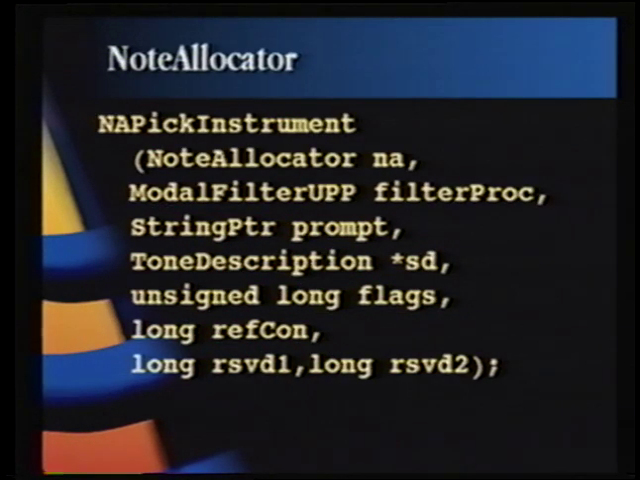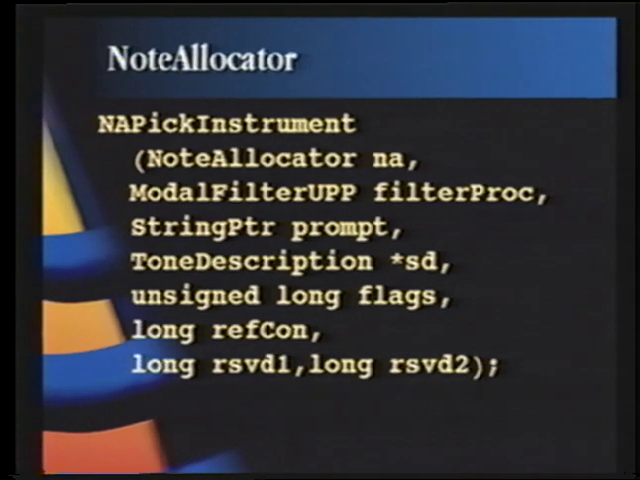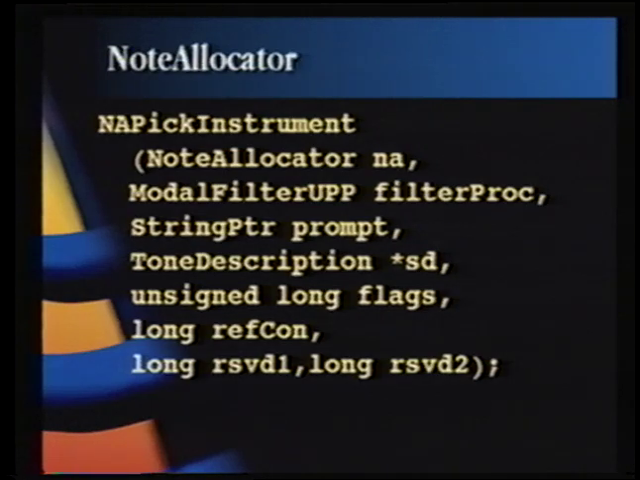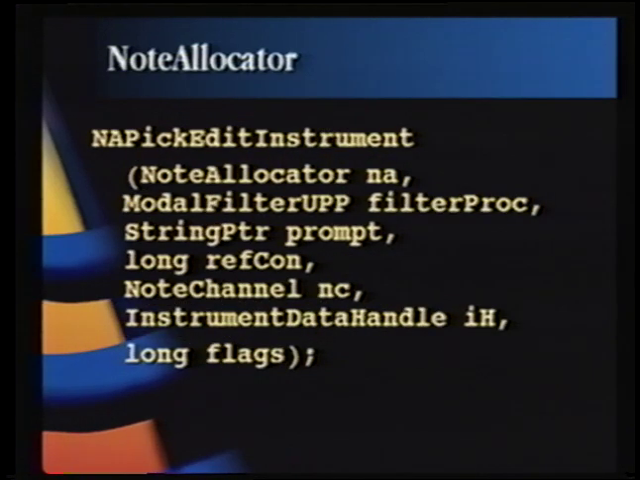Then we have some user interface calls. I already showed you on the demo machine what pick instrument does. It brings up a dialog for picking the instrument, but this is the entire call for it. It will fill out your tone description structure according to what the user clicks on. Then we have a new call in 2.1 for pick edit instrument, which actually can bring up either the picker or the instrument editor, which was that dialog with all the sliders in it for editing instrument parameters, depending on what flags you've set.